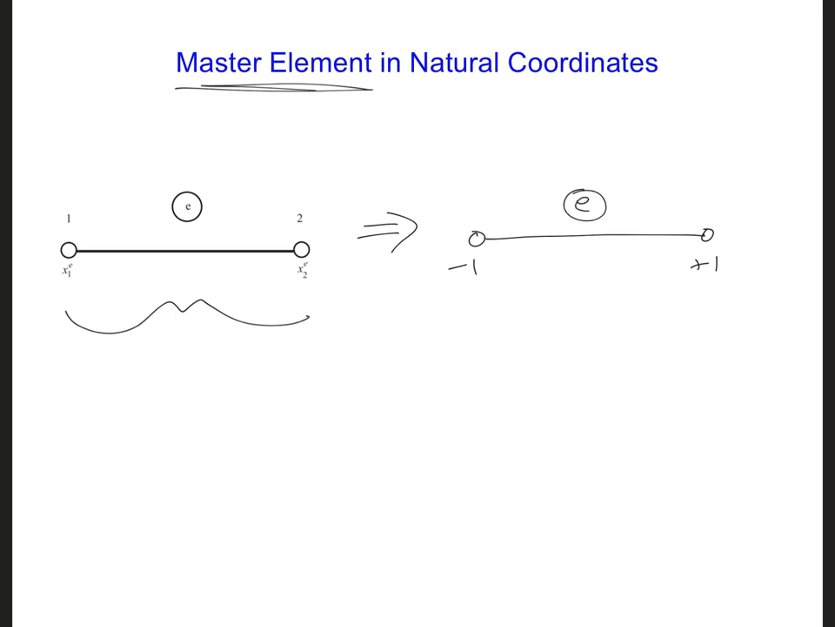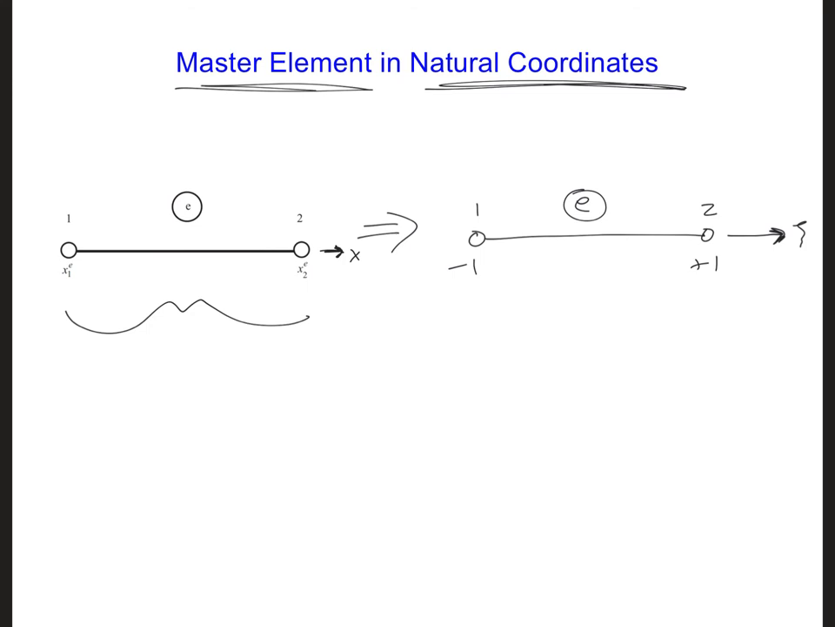Call this element E. So this is node 1 and node 2 of the master element, which means that the master element is in a different coordinate system, which we will call natural coordinates, psi, natural coordinates. So this is in x coordinates, our Cartesian coordinate system, and the master element is in psi coordinates, natural coordinates.